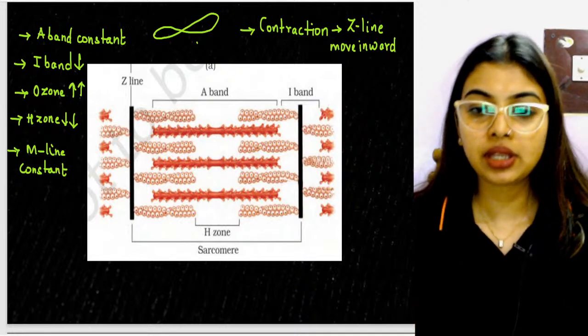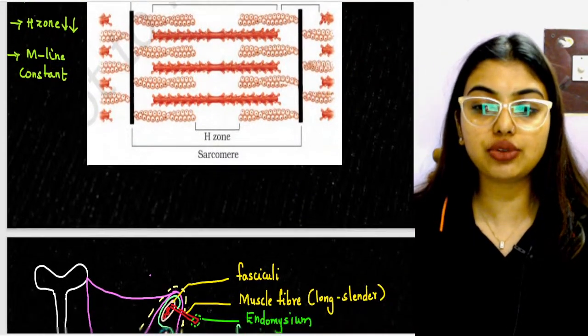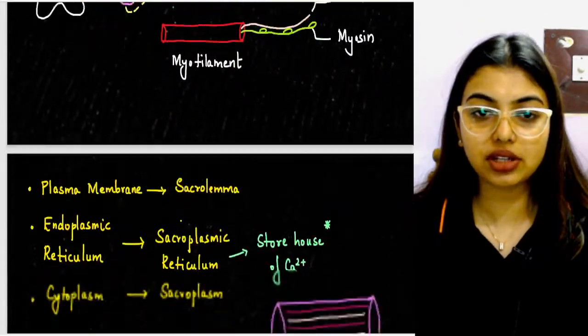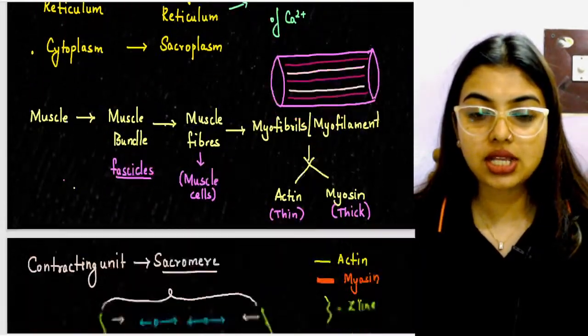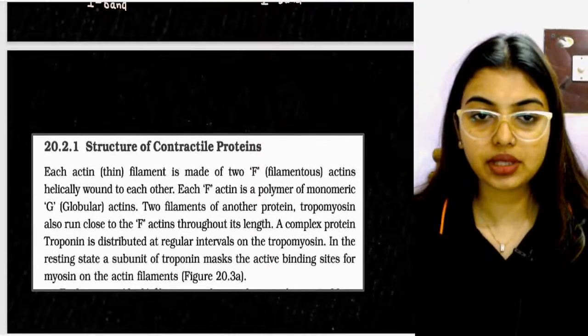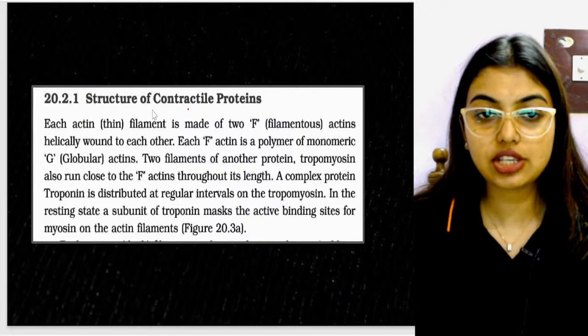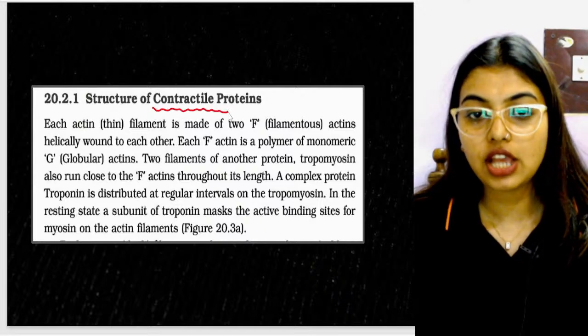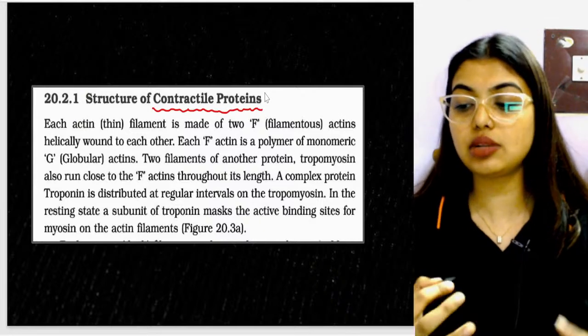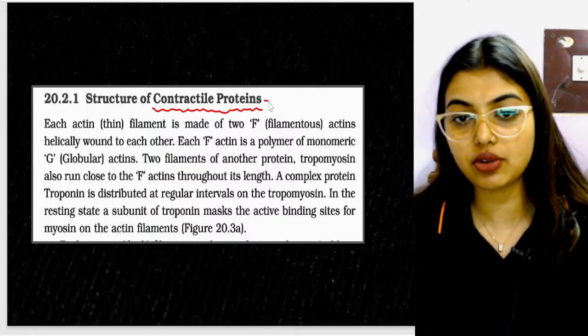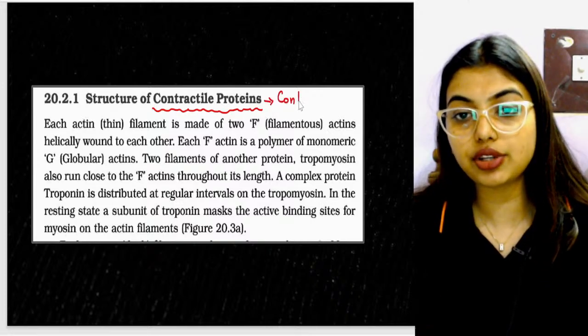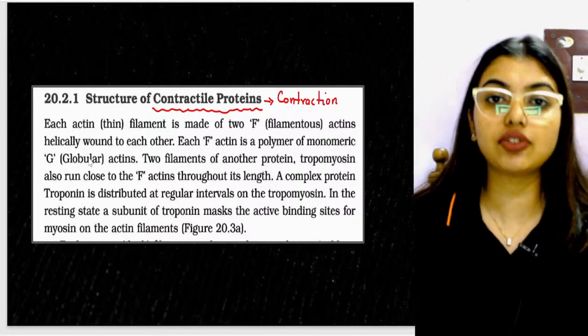Awesome. Okay. Let's continue. The functional unit is going to be called the sarcomere. Now, we are going to learn about actin and myosin, the structure of the contractile proteins. These two proteins are the reason why contraction is going to happen. That is how our muscles are going to contract.